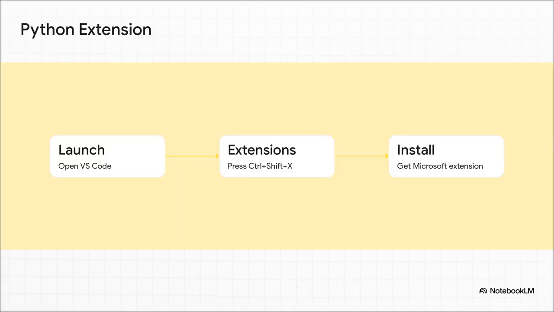Okay, let's get our dashboard talking to our engine. Launch VS Code. Then press Ctrl+Shift+X. That's a quick keyboard shortcut to open the extensions panel. Search for Python and install the official Microsoft extension. This step right here is pure magic. It officially connects your text editor to your engine, basically teaching VS Code exactly how to read Python.